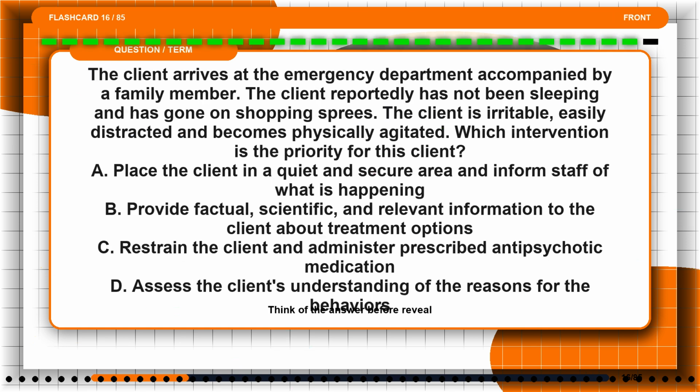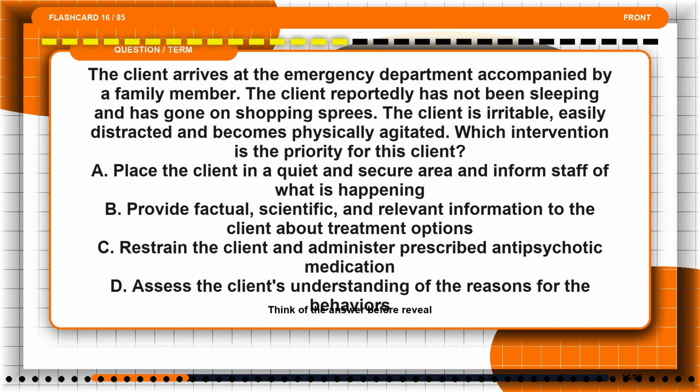Flashcard 16. The client arrives at the emergency department accompanied by a family member. The client reportedly has not been sleeping and has gone on shopping sprees. The client is irritable, easily distracted, and becomes physically agitated. Which intervention is the priority for this client?